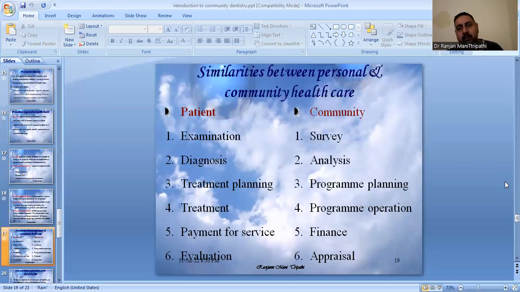So, what is the similarity between personal and community healthcare? There are a few similarities and also a few differences. In personal, there is an individual patient to take care of, and at community level there is a mass population you have to take care of. In patient you do individual examination, in community you have to do survey. Patient is diagnosed in person, and in community, on the basis of survey, analysis is performed.